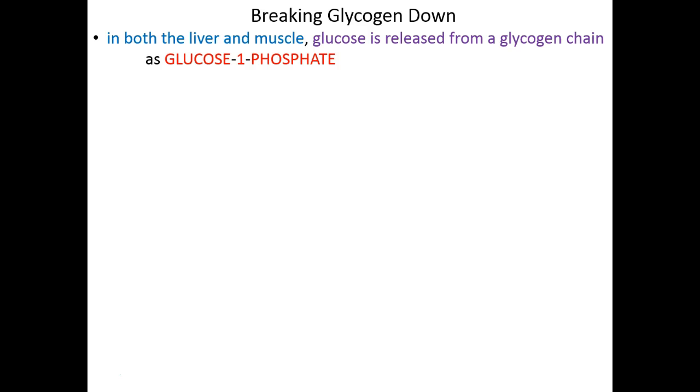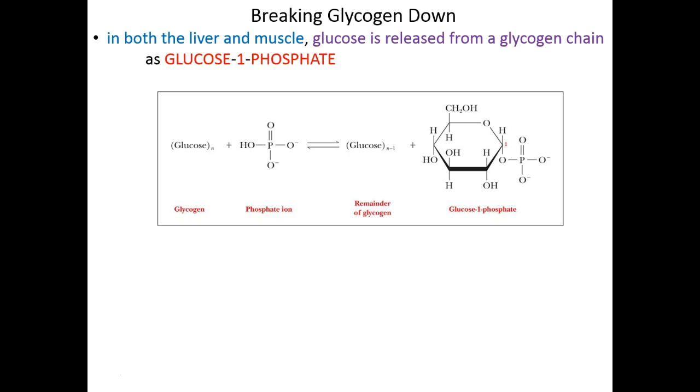So the biochemical mechanism for releasing glucose from glycogen starts with a single reaction, and this reaction is shared in either liver or muscle forms of glycogen. Glucose is released from a glycogen chain in the form of glucose 1-phosphate, and hopefully you have some sense of what that name means already. That's simply glucose with a phosphate group on the first carbon, and you can see that here.